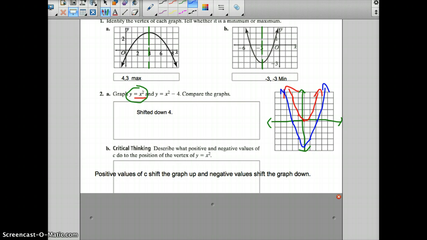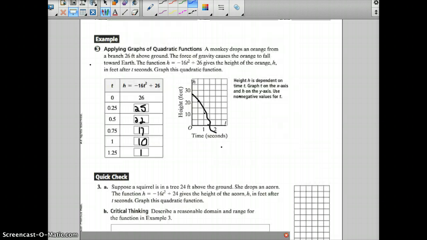All right, let's try one real-world application here. So we can see that we have a monkey, and it's dropping an orange from a branch that's 26 feet high. The force of gravity causes the orange to fall towards the earth. But again, you know about the law of gravity, and that it's not going to fall at a linear rate of speed, but it's going to fall more at a parabolic rate.